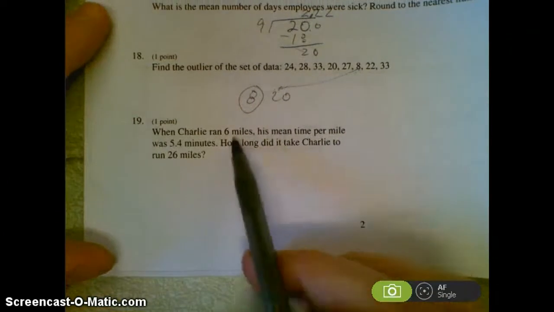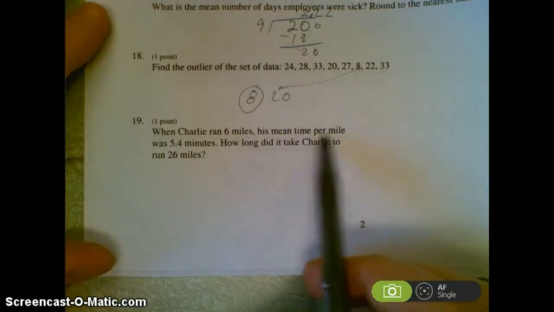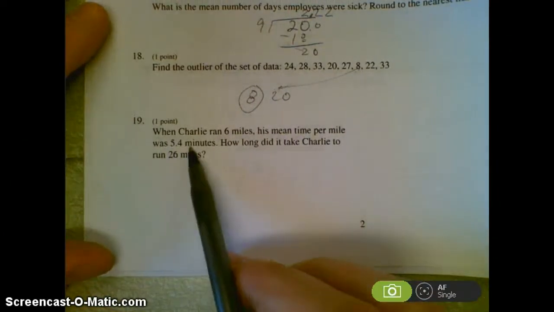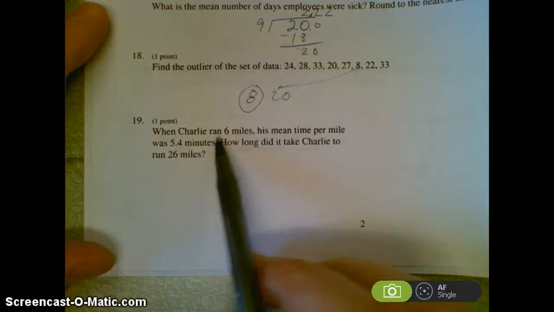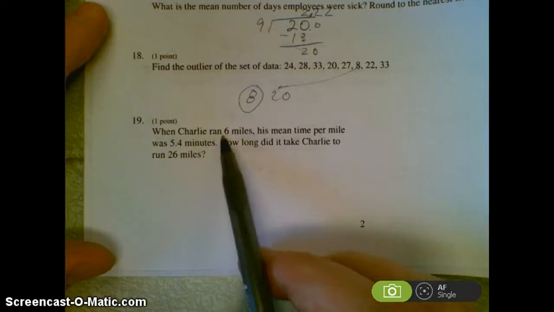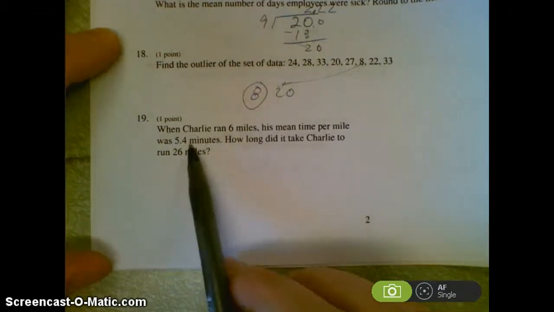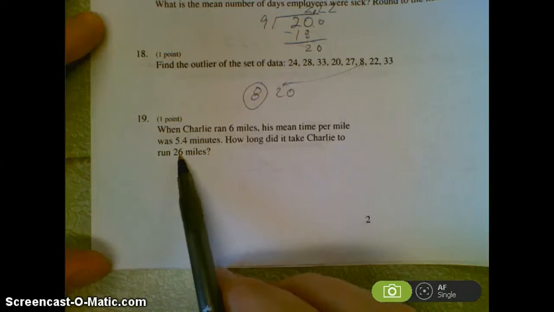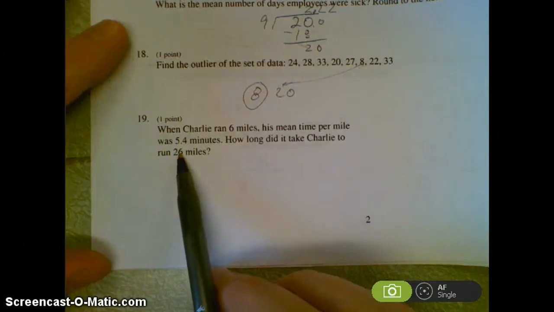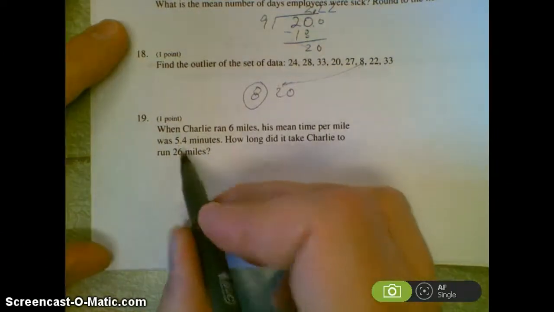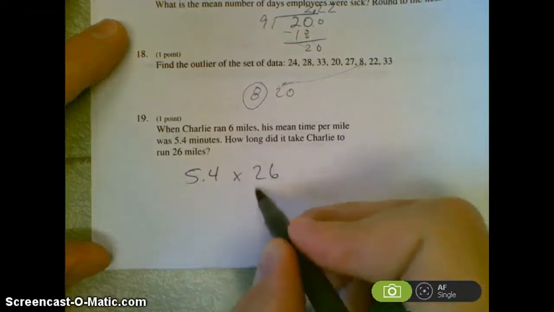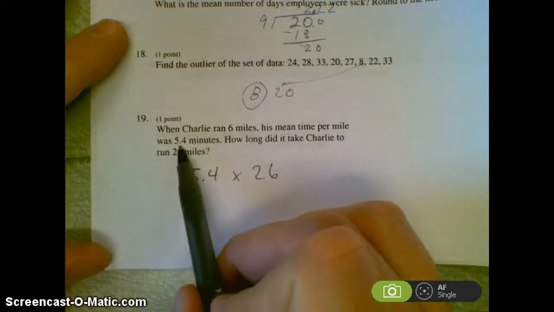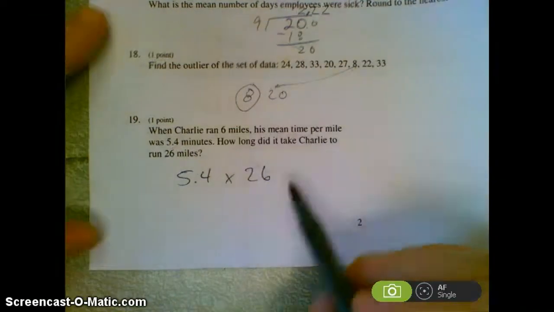19. When Charlie ran 6 miles, his mean time per mile was 5.4 minutes. That means the average time it takes him to run a mile is 5.4 minutes. Charlie can book. He must be really fast. So we're going to use this mean to kind of guess how long it'll take him to run 26 miles. So we'll take his average, 5.4, and we'll multiply it by 26 miles. If he can keep that pace up for 26 miles, he is amazing. But don't think about that.